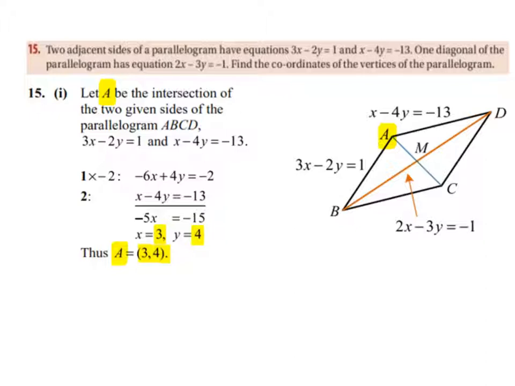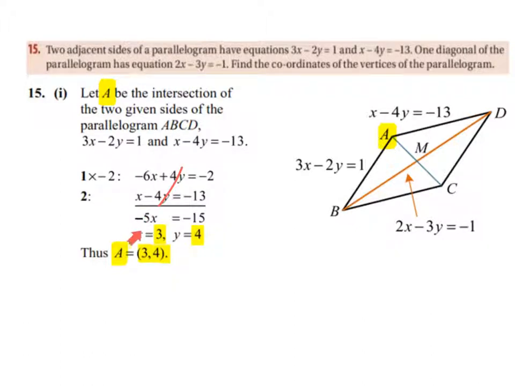So multiplying equation 1 by minus 2, 3x by minus 2 is minus 6x, minus 2y by minus 2 is plus 4y, and 1 by minus 2 is minus 2. And then just writing down the second equation, x minus 4y equals minus 13. We can cancel out the 4y and the minus 4y. So we end up with minus 5x equals minus 15. So solving for x, we get x is equal to 3.